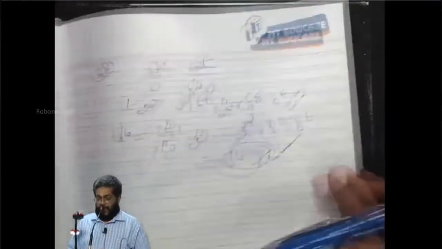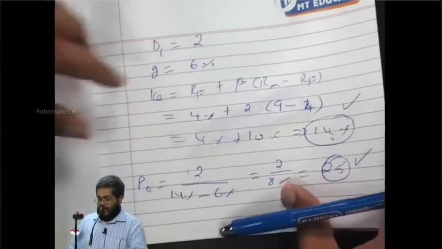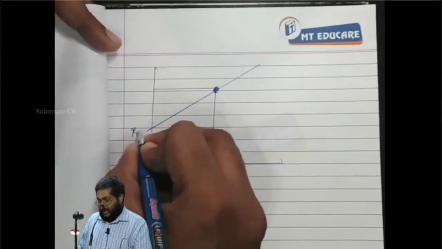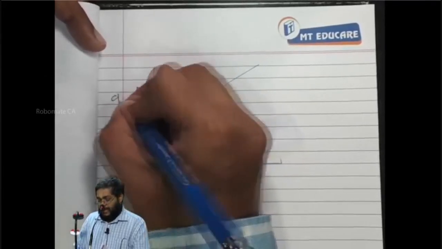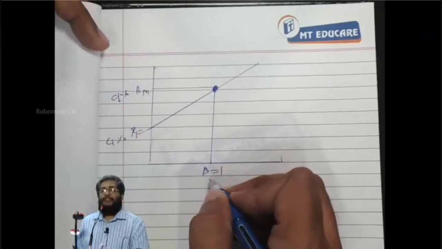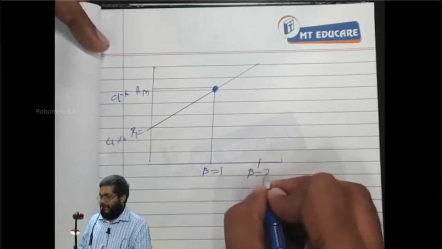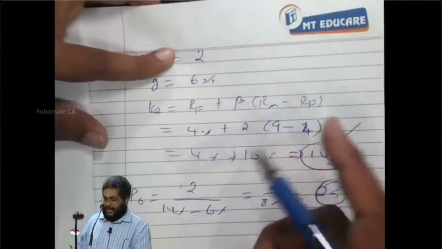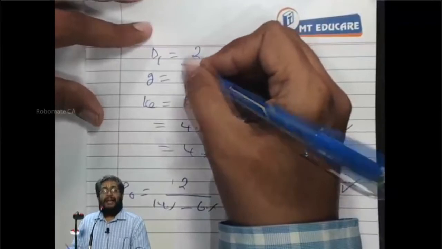Now, if you look at my example here, RM is how much percent? 9%. This is RF. What is RF? 4%. RM is 9%. I want a 5% risk premium for taking a beta of 1. My share has a beta of 2 times, so it will be on the right hand side. My share has a beta of 2 times.